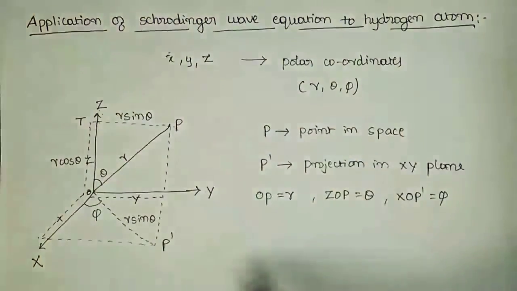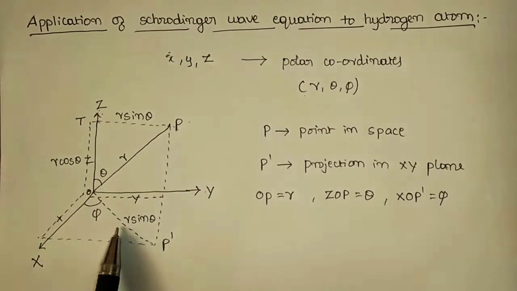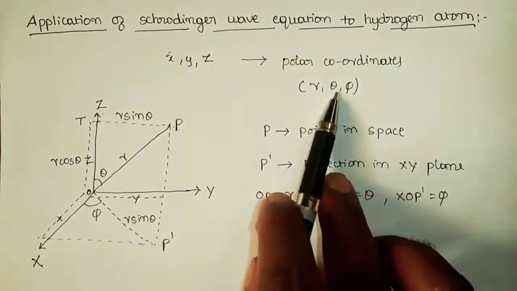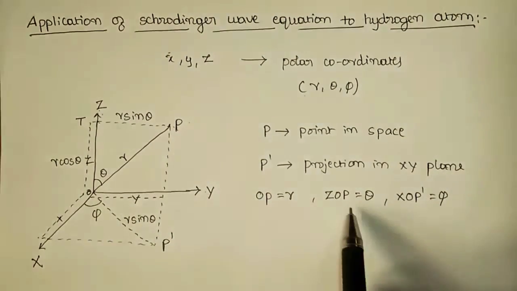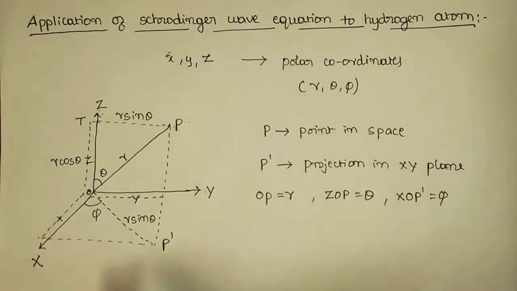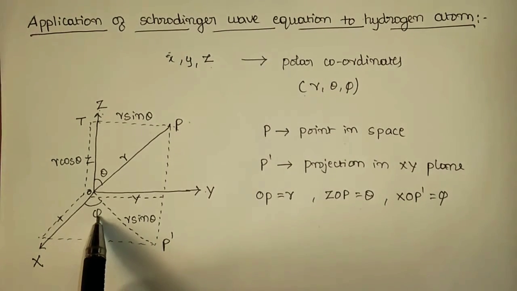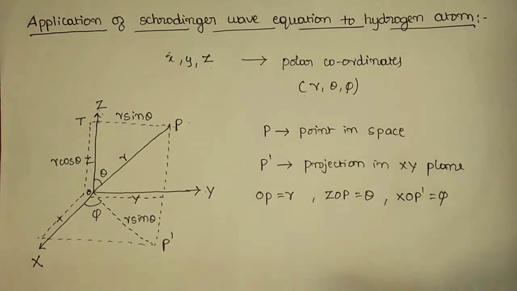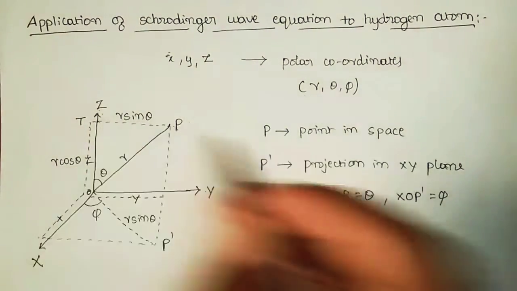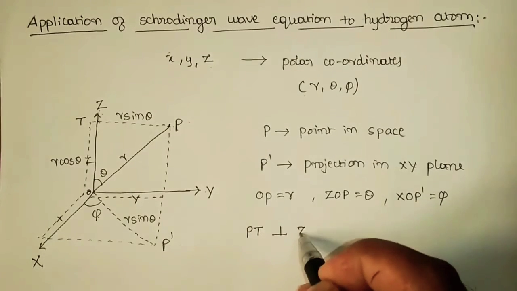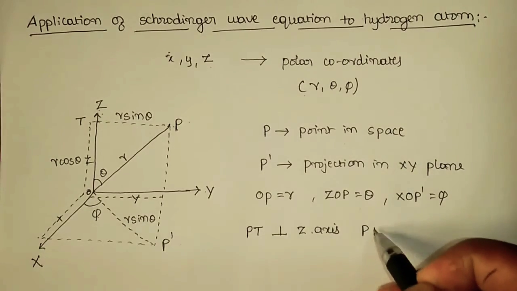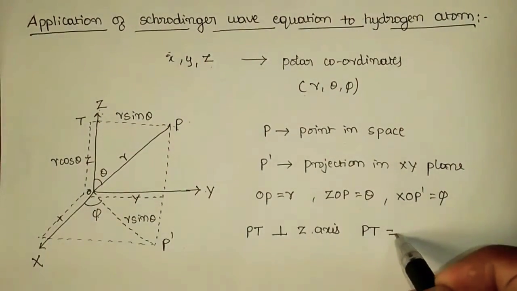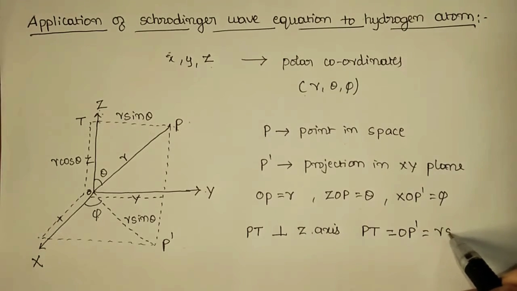Okay. So this is the complete pictorial presentation that we are supposed to follow in order to convert the Cartesian coordinates into polar coordinates. And here we already said OP is equal to R, angle ZOP is theta, angle XOP prime is phi. And as I said, PT is perpendicular to the Z axis. Therefore, PT is exactly equal to OP prime, and that's equal to R sine theta.